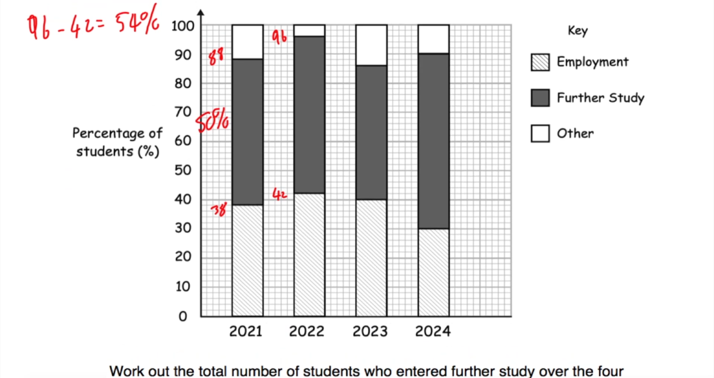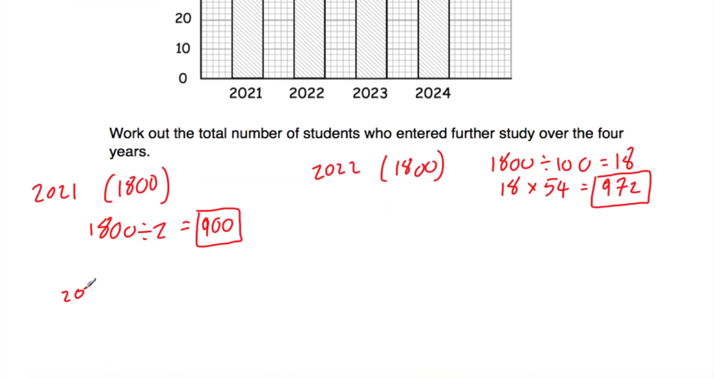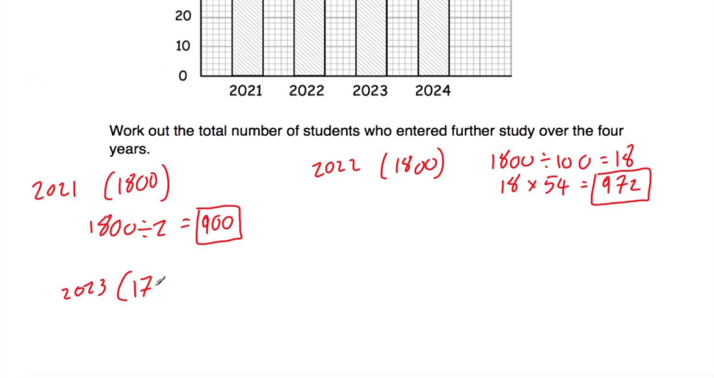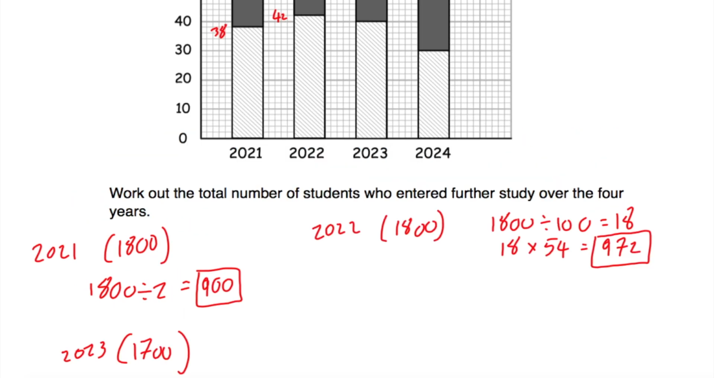Okay, 2023. So let's write that down, 2023. I'm jumping around a bit here. And the number of students in 2023 this time was 1,700. So 1,700 students. And let's find out what percentage we need.